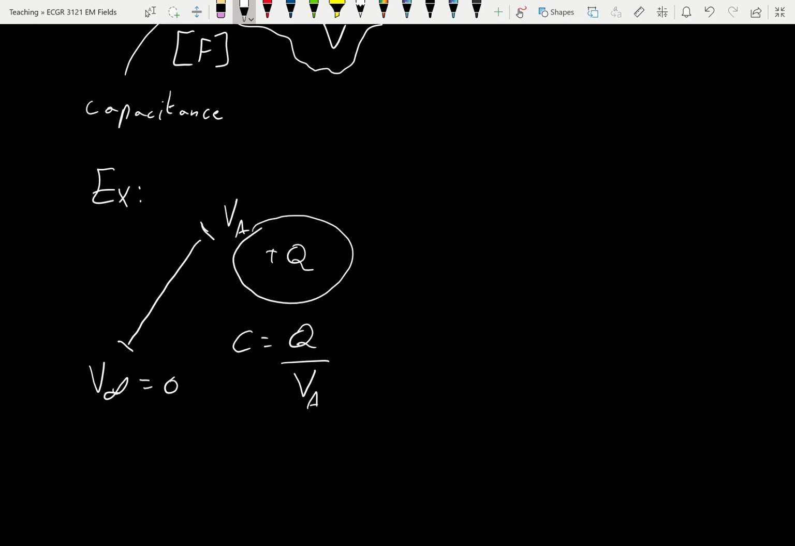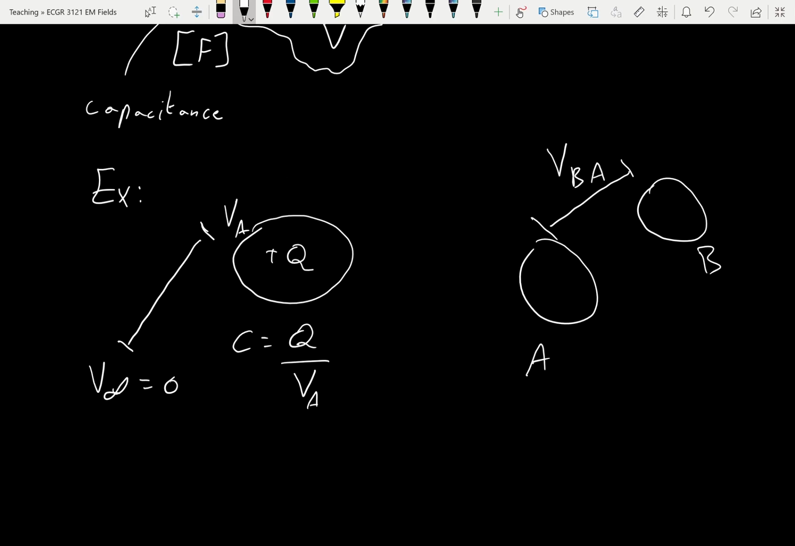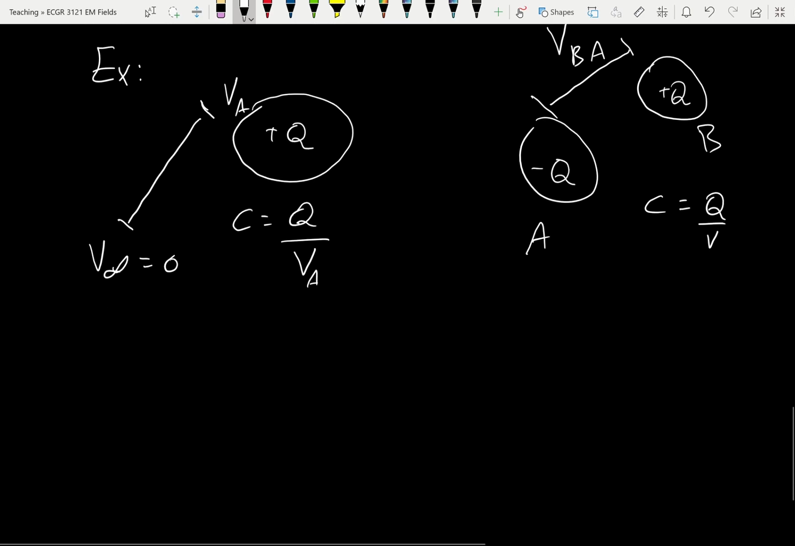If our extended object has two components, this is object A and object B, we can talk about the voltage between A and B. Then what will happen is that we will have some positive charge on one object and some negative charge on the other object. And then C equals Q over V. Or we can say C equals the magnitude of Q over the magnitude of VB minus VA.